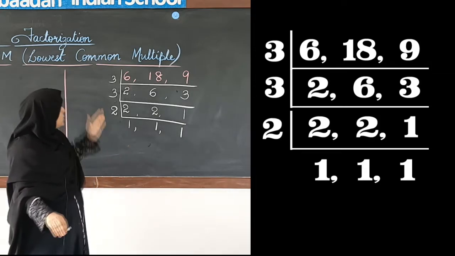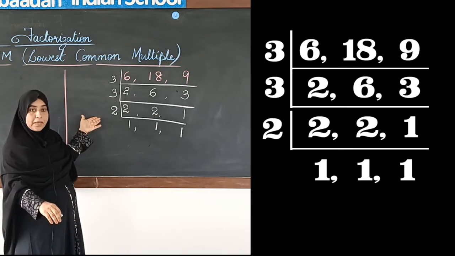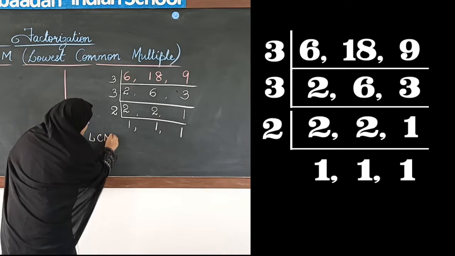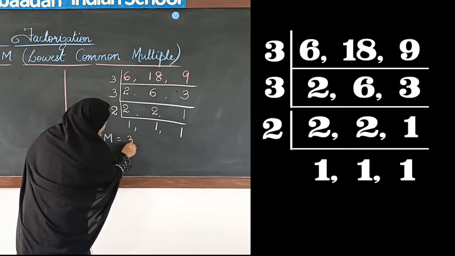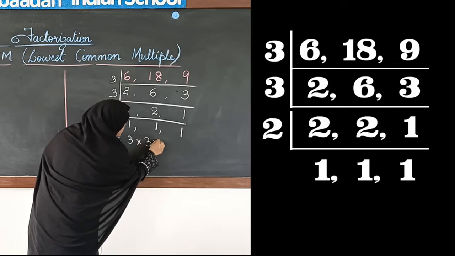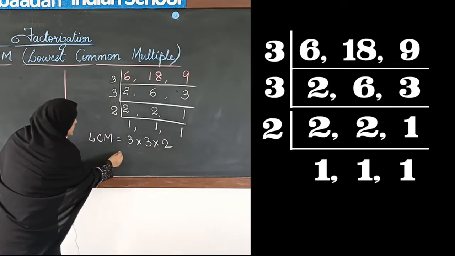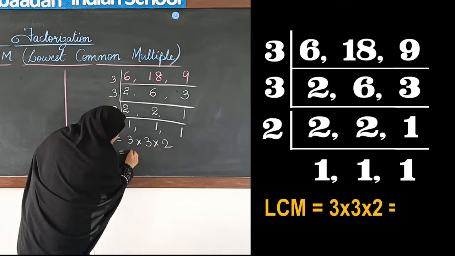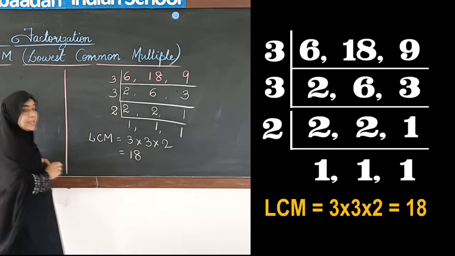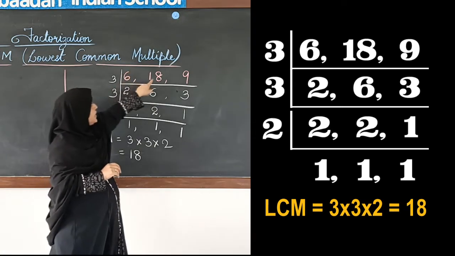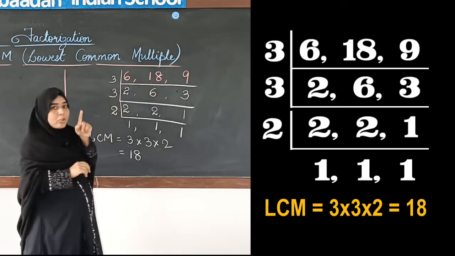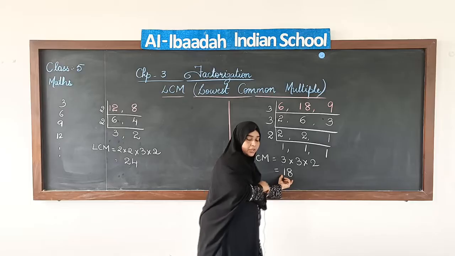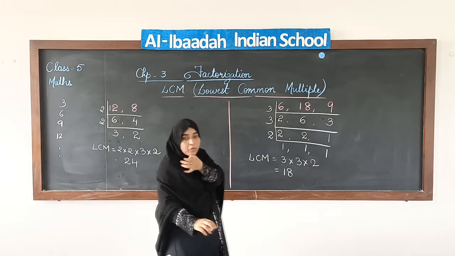Now, these are the factors that we need to multiply and find the LCM. So, LCM is equal to 3 into 3 into 2. So, what will be the answer? 3 3s are 9, 9 into 2 is 18. So, the LCM of 6, 18 and 9, the lowest common multiple for these 3 numbers, is 18. Okay. Children, I hope you have understood what we did.